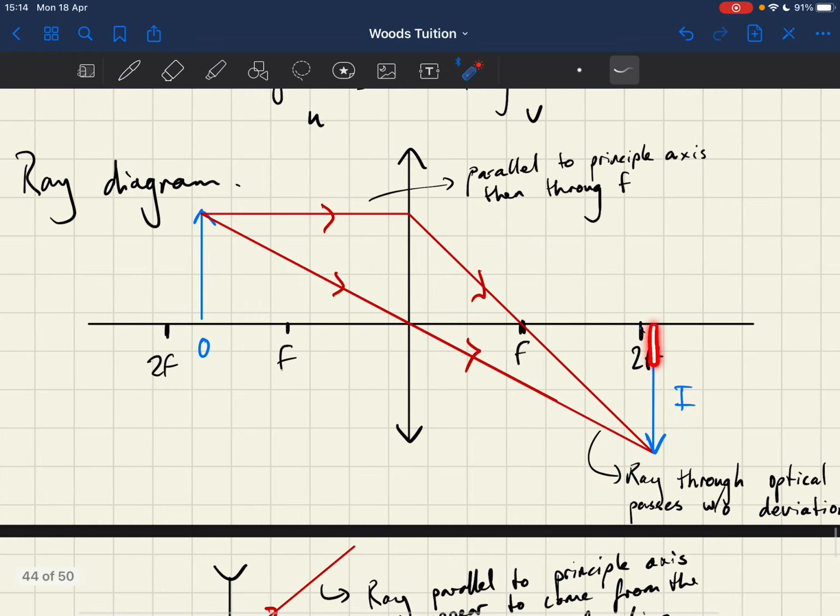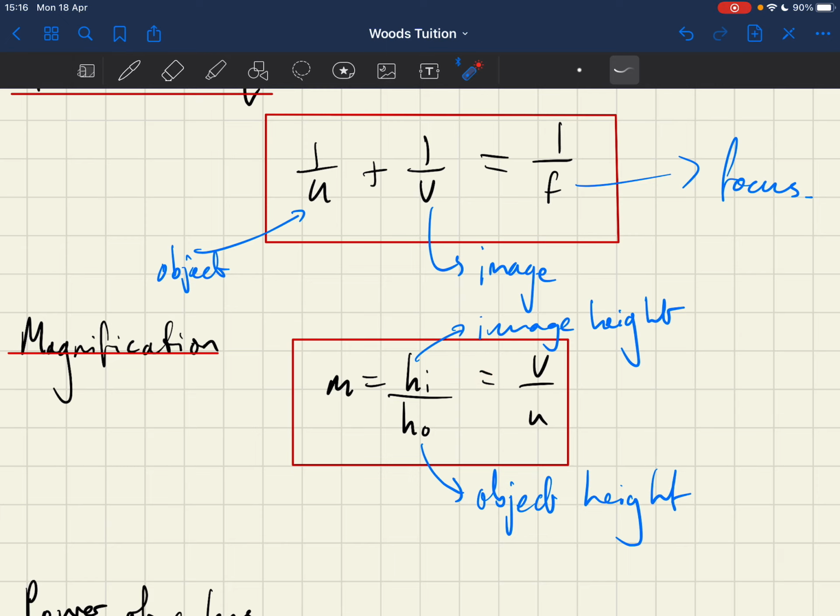Okay, so then the lens equation is 1 over the object plus 1 over the image is equal to 1 over the focus. So this is focal length, image length, and object length. Magnification is just the image height over the object height. It can also be the image distance over the object distance, because the height of the image is proportional to how far away it is from the lens.